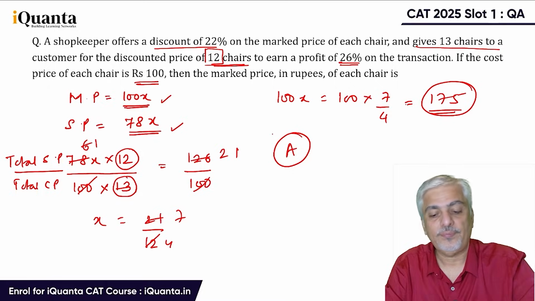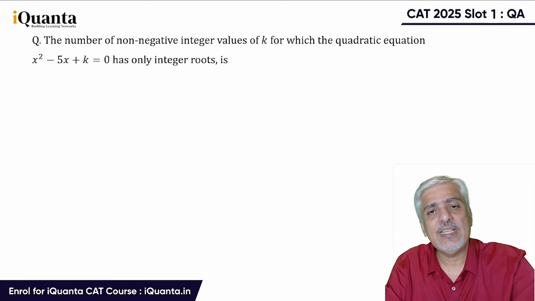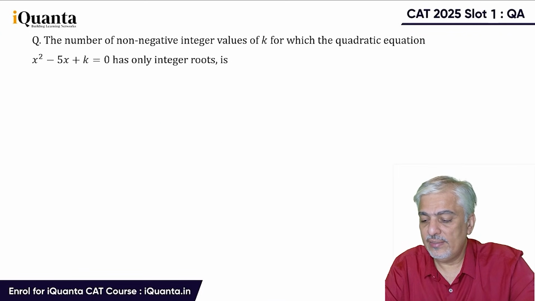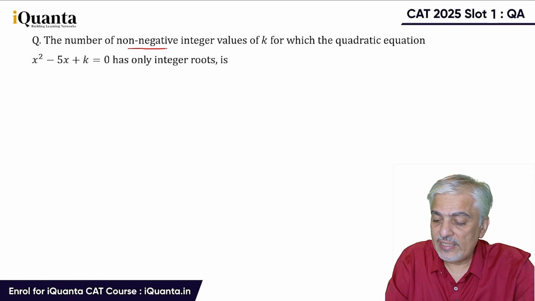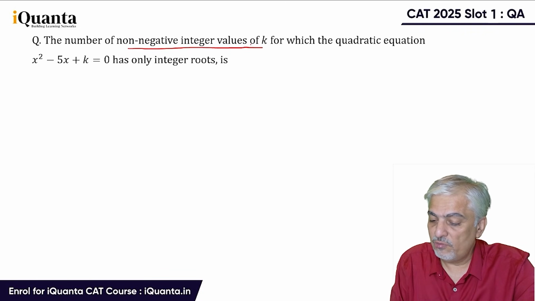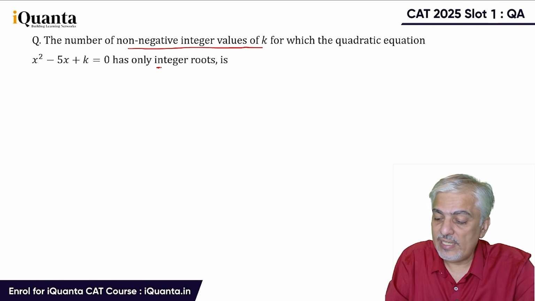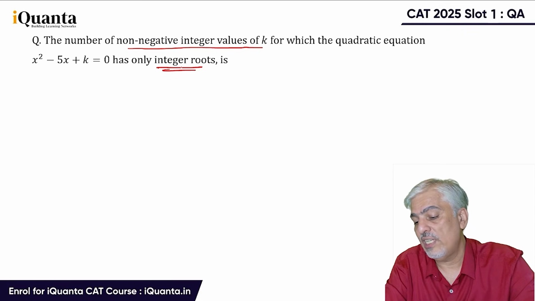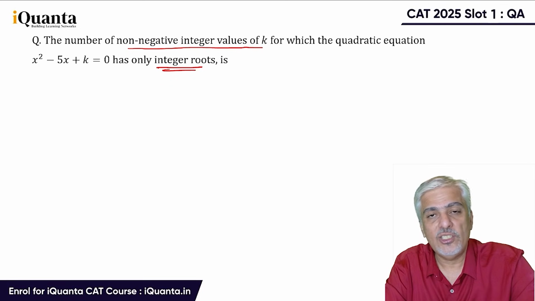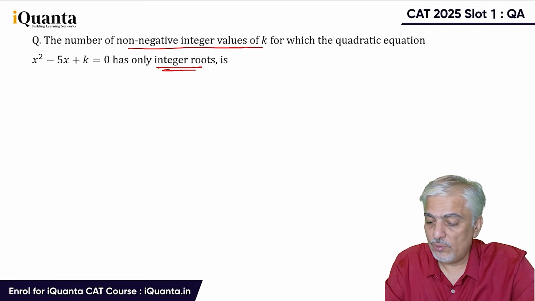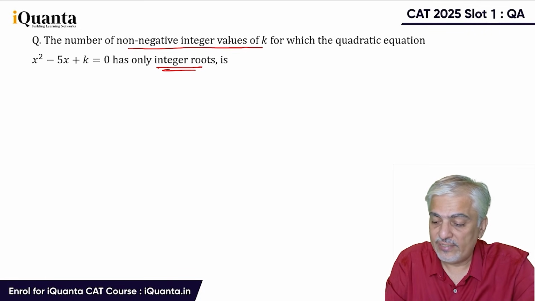Let's have a look at the next question. The number of non-negative integer values of k for which the particular quadratic equation has only integer roots. Okay, pretty interesting. We want non-negative values of k, and we want roots also to be integer. Because the roots were integer, I thought of using the sum of the roots and the product of the roots approach.